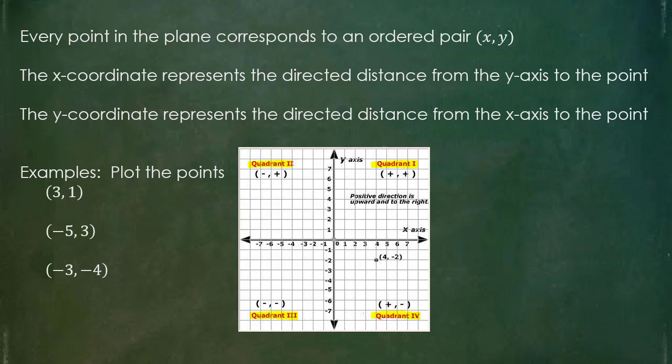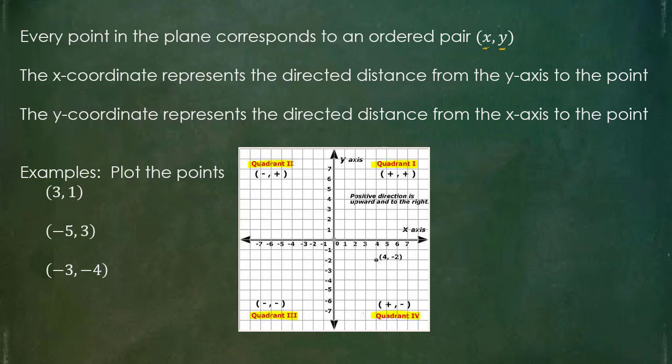Every single point on this coordinate system can be represented by an ordered pair, where we always have our x value first, followed by our y value second. The x coordinate always represents our directed distance from the y-axis, and the y coordinate is always the directed distance from the x-axis. So just think horizontal for the x value and vertical for the y value.